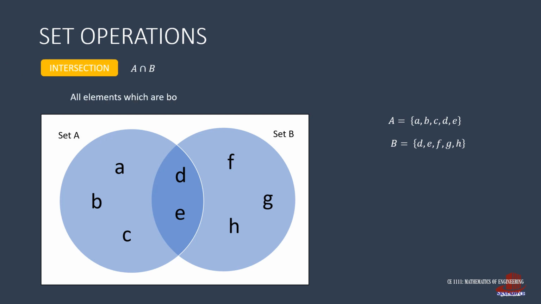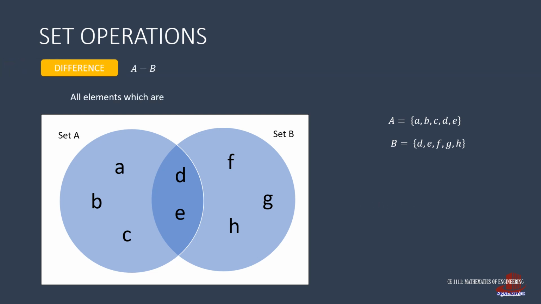The next operation is intersection, notated with a reversed U. Intersection includes all elements which are present in both sets A and B. With the same illustration, we account the intersection of sets A and B as the elements D and E.